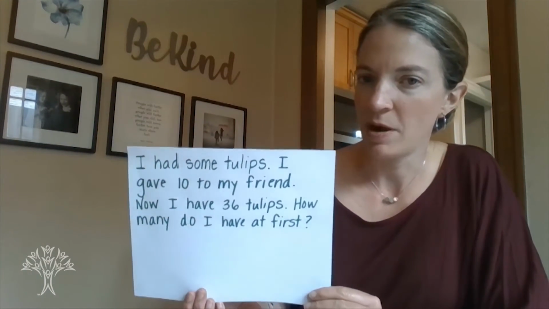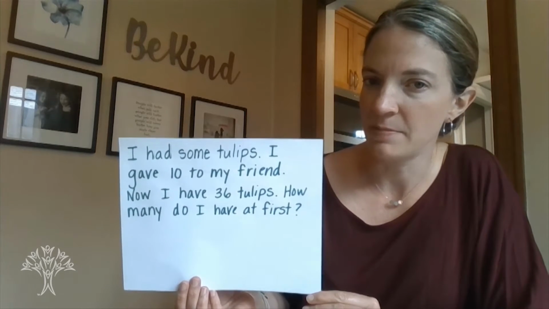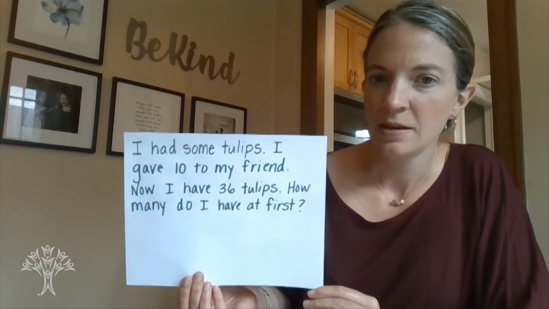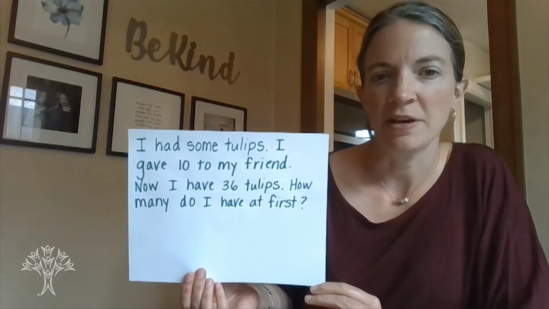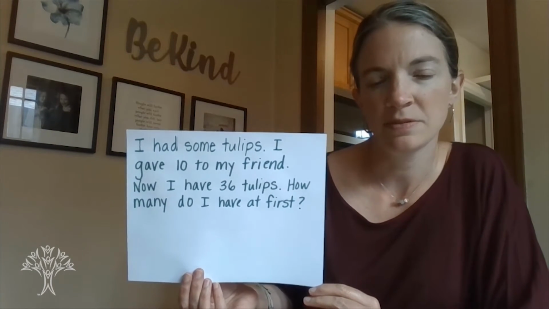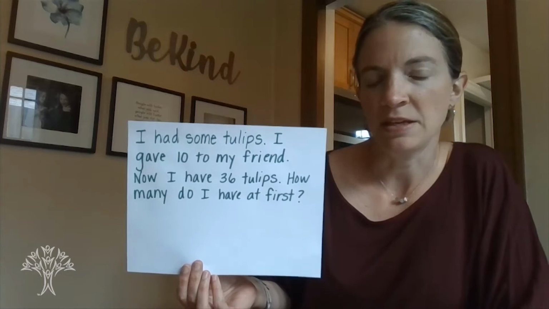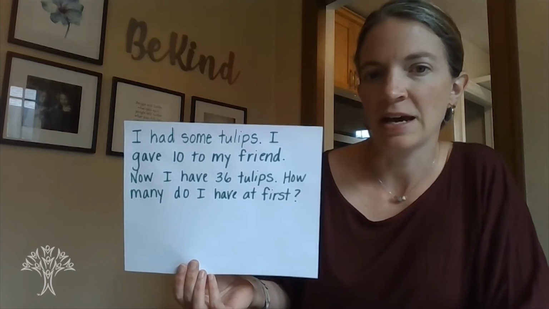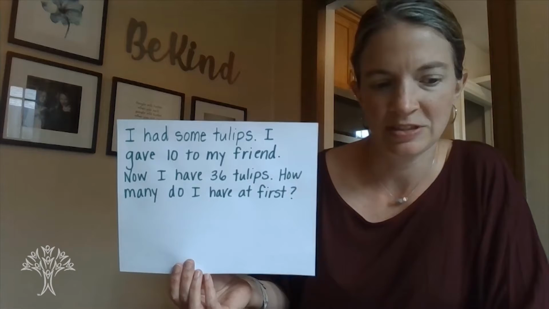Okay, so our word problem today says, I had some tulips. I gave 10 to my friend. Now I have 36 tulips. So how many did I have at first? So we have to do some thinking about what's happening in this story. First of all, what is the story about? So tulips. Tulips are those flowers that grow right now in the springtime.